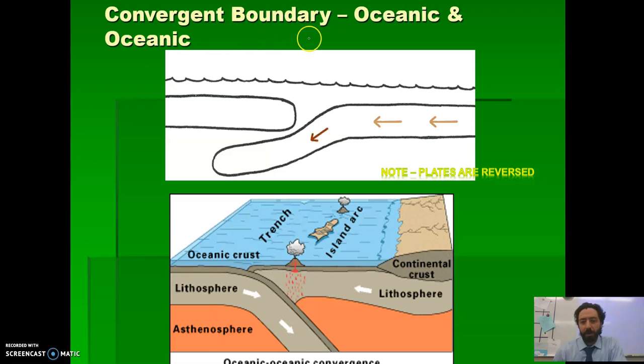Oceanic crusts can also converge together. This can form these kind of oceanic island chains. A really good example of these would be Japan, right? Volcanic islands forming due to two oceanic crusts colliding together. Again, that magma has to go somewhere, and so it gets lifted up.